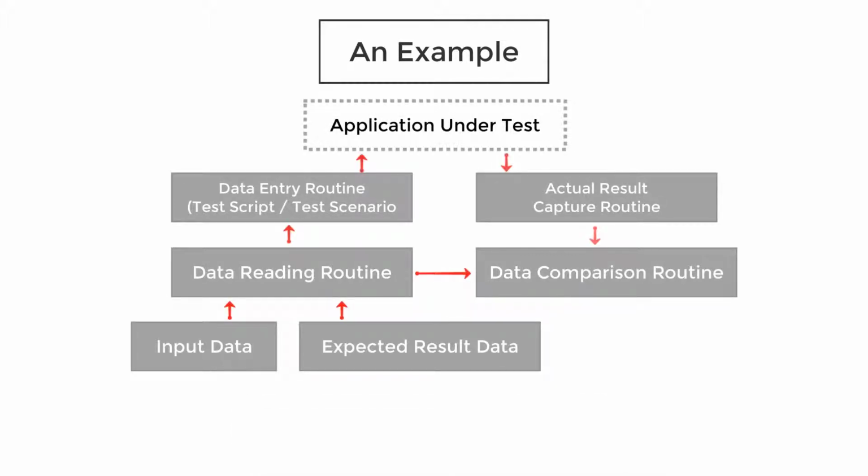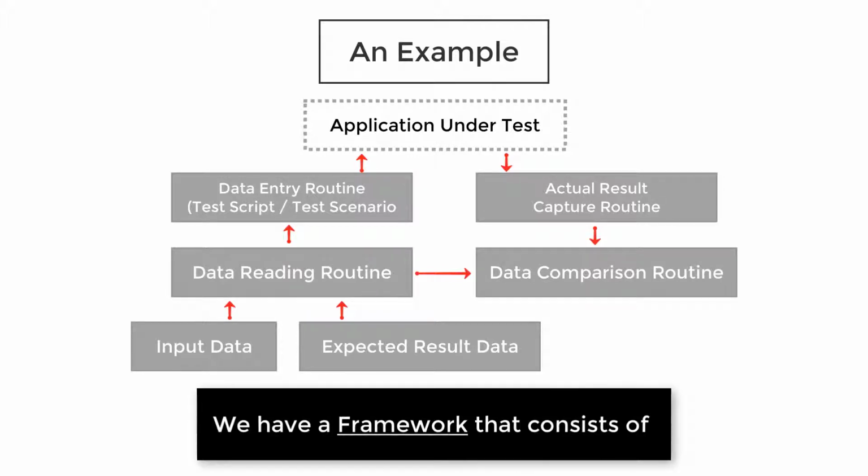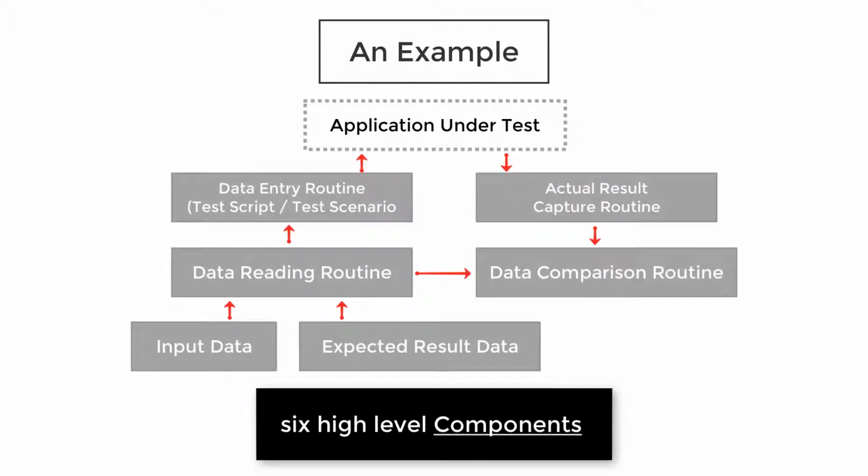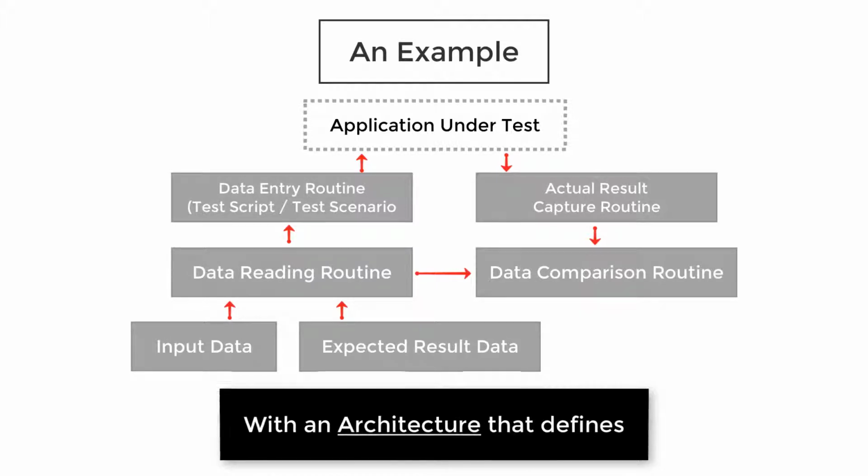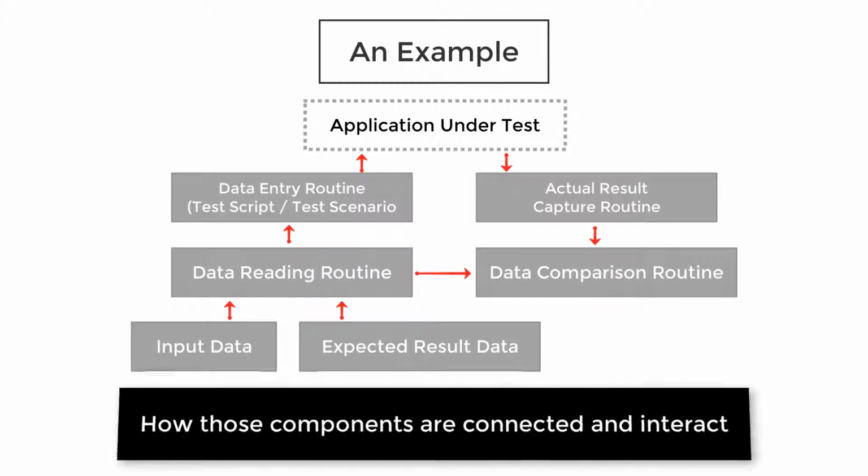Actual result capture routines. Data comparison routines. How these components then fit together, how these components pass data between themselves, how they are organised on the file system, etc., is then considered the architecture. We have a framework that consists of 6 high-level components, with an architecture that defines how those components are connected and interact.